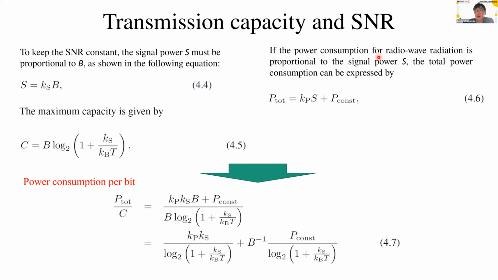If the power consumption of radio radiation is proportional to the signal power, the total power consumption can be described by this equation. So this is the signal power, and the power consumption would be proportional to the signal power. And we have to add some constant power for some computation or user interface or something. So by combining these two equations, we can calculate the power consumption per bit.